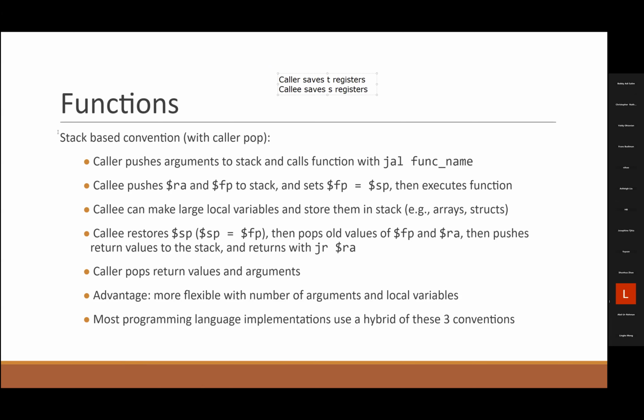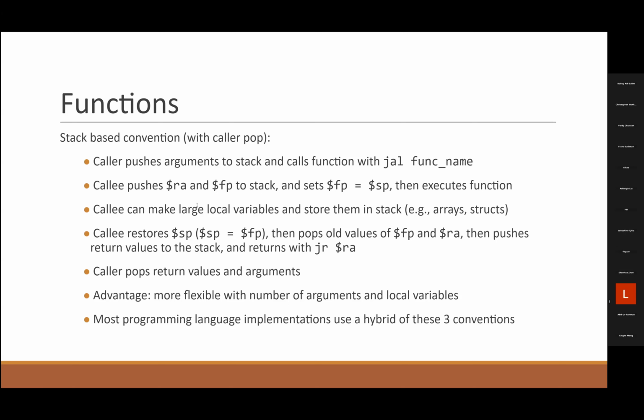Right. So after the caller pushes the arguments and calls the function, the callee will then push RA and FP, which is the frame pointer, to the stack. So this is to save the old RA and FP. And then we set FP to the current SP. So FP now will point to the top of the stack, and then it will proceed by executing the function body.